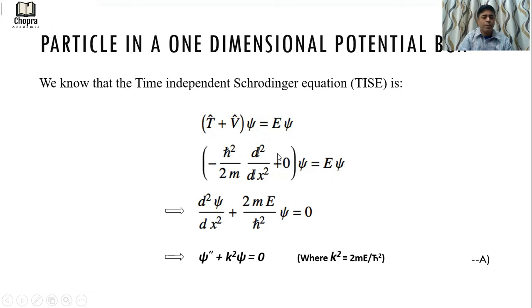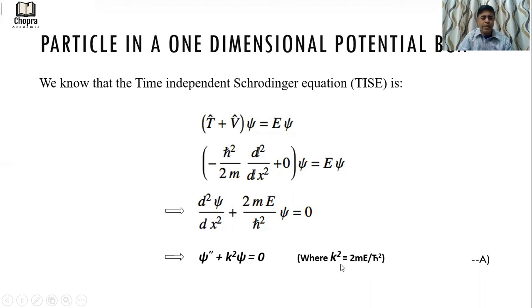So we have the equation rearranged as d square psi by dx square plus 2mE by h cross square psi equal to 0, which again we can write in terms of k square as d square psi by dx square plus k square psi is equal to 0. This is equation number A. Now this k is the wave number which we earlier understood, and p was equal to h cross k, if you remember.